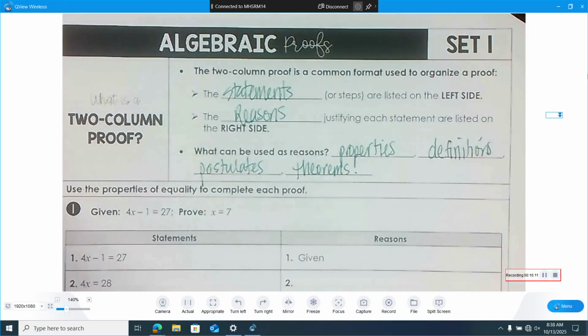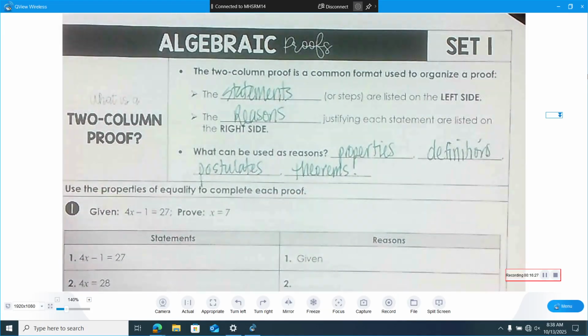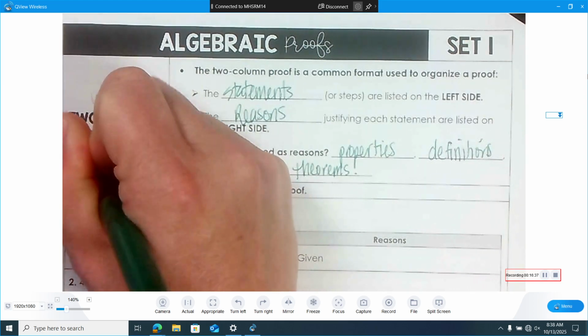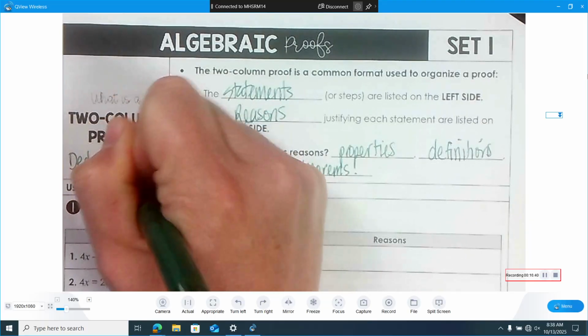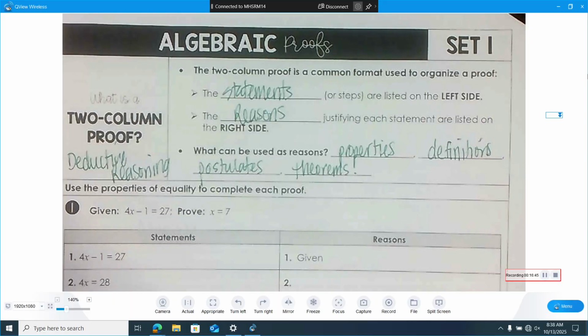When we started this unit, we were talking about inductive reasoning. Inductive reasoning is when we recognize patterns in something, and then we make a conjecture based on an observable pattern. When we make a logical proof, we are using deductive reasoning. We are using theorems and definitions and properties to explain a logical process of things, where we are using our knowledge of theorems and definitions to make a logical argument.